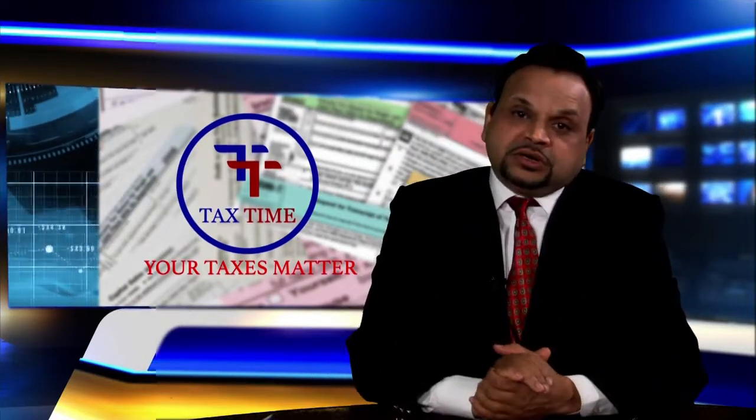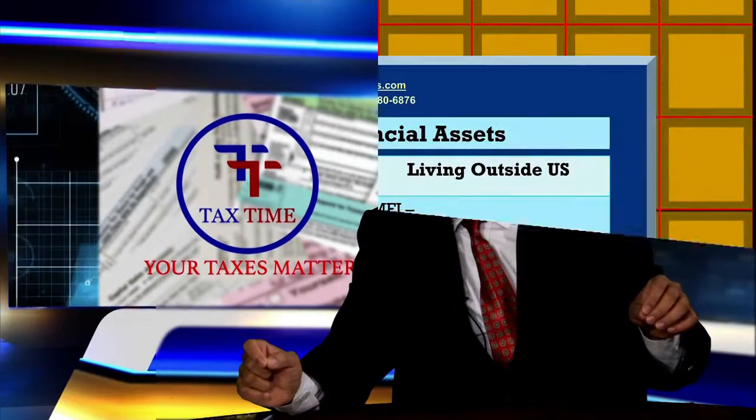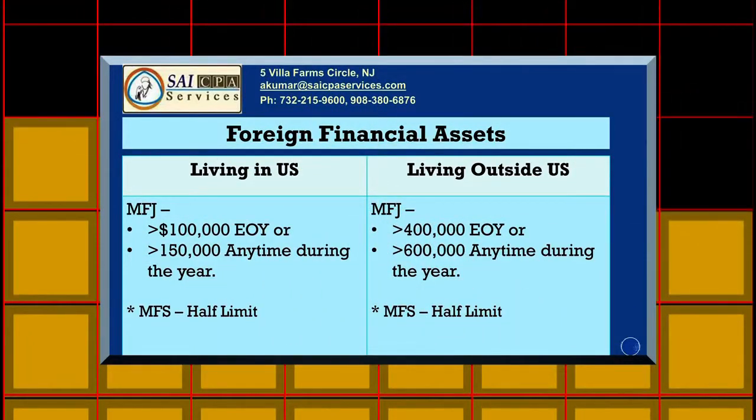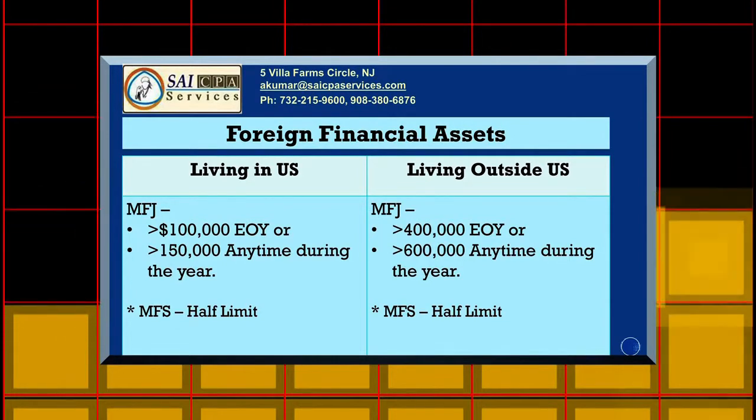For people who are not living in the US, they have set up their bona fide residence in a foreign country. For them, the limit becomes $400,000 at the end of the year, or $600,000 at any point of time in the year. So the limits change. Limits are 4 times greater. Correct, if somebody is living outside the country.